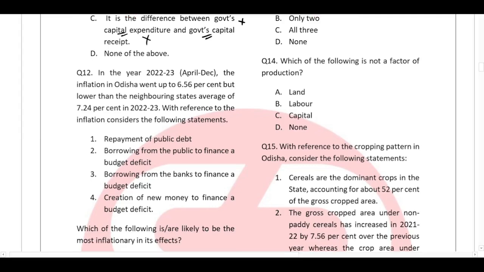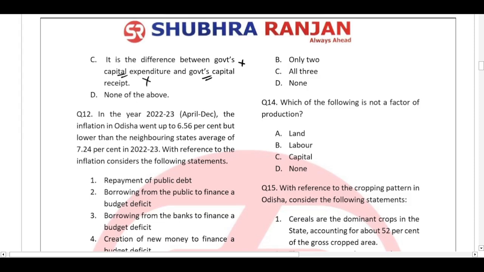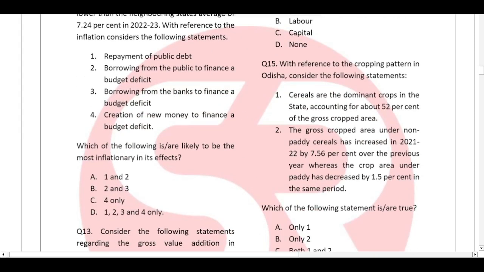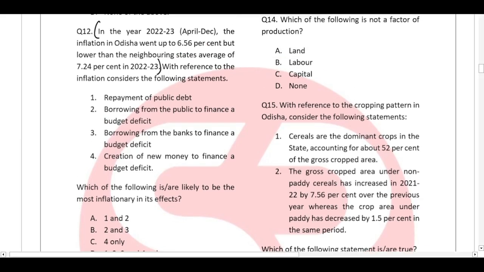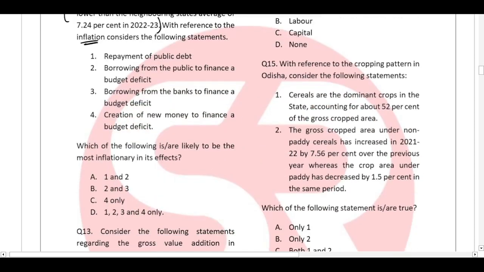Question number 12. In the year 2022-23, April to December, the inflation in Odisha went up to 6.56%, but lower than the neighboring states' average of 7.24%. With reference to the inflation, consider the following statements. They have given four statements, and which of the following is or are likely to be the most inflationary in effect? So you see, this statement was just a context statement. It is not even relevant to the question if you observe. And then the question is asking about inflation, and which of the following will cause the most inflation in effect.